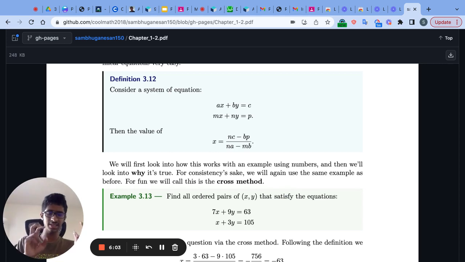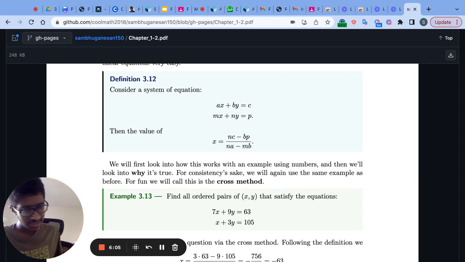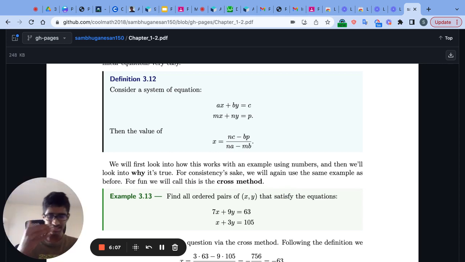So technically, you're just making two pairs of crosses, and the first cross comes in the numerator for x, and the second cross comes in the denominator for x. So that is how you can find the value of x. And then, similarly to the other methods, you could substitute it back into one of these two equations and solve for y. We'll just call it the cross method, because we're taking two crosses.